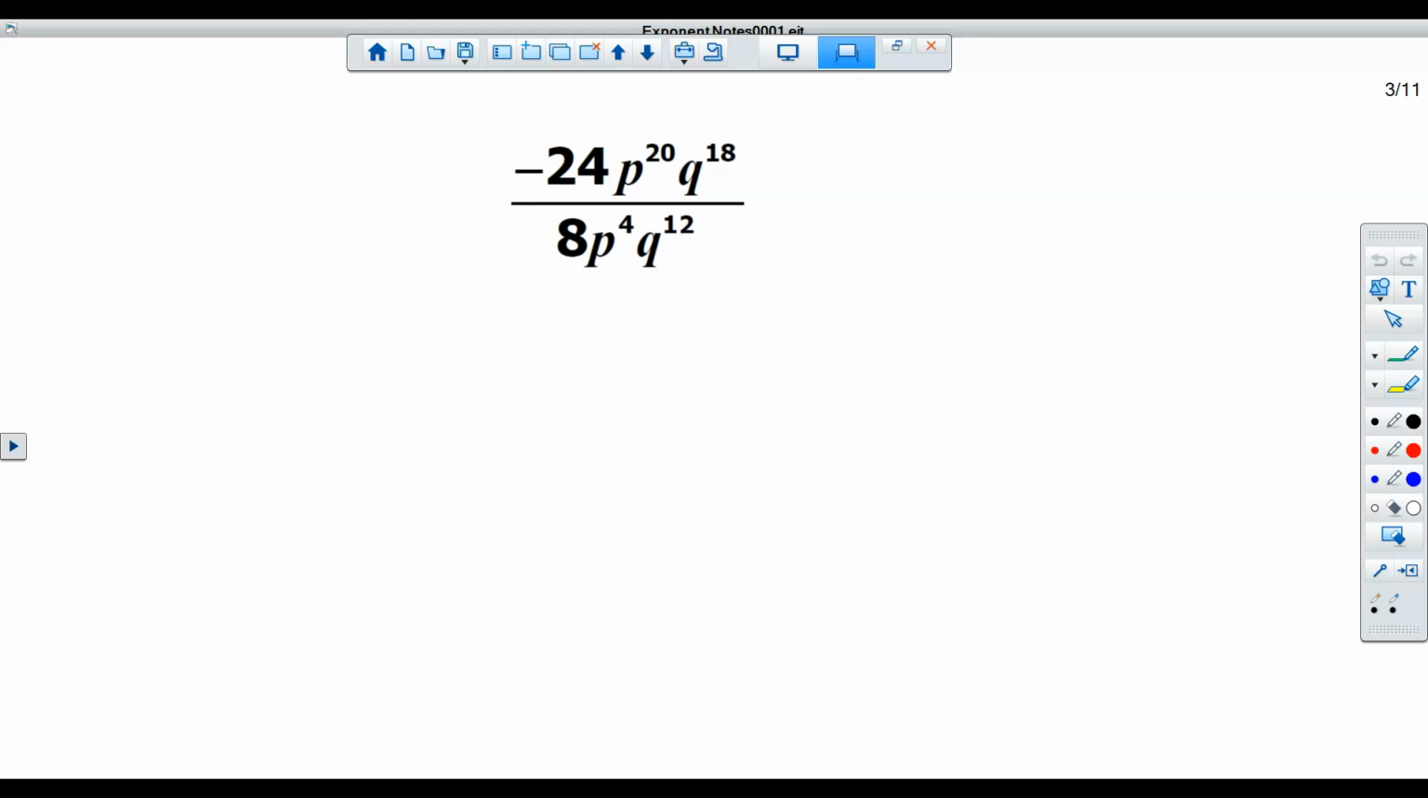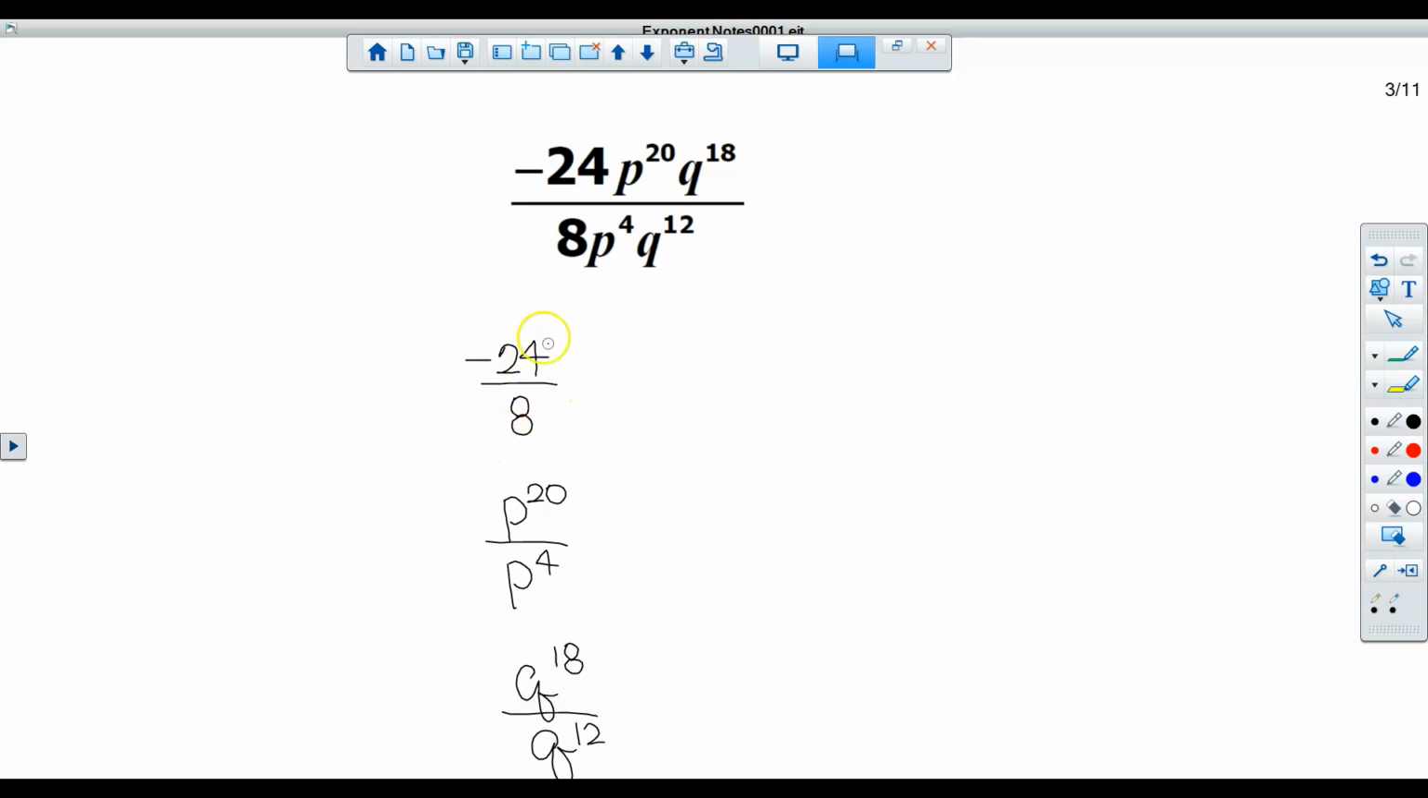All right, here we see an example of the quotient rule, and we will recognize that this is quotient rule because it is a division problem. There is a fraction bar. Okay, so I have my coefficients, -24 over 8. I have my p's, p to the 20th over p to the 4th. And then I have my q's, q to the 18th over q to the 12th. So those are the three things that I have to deal with.